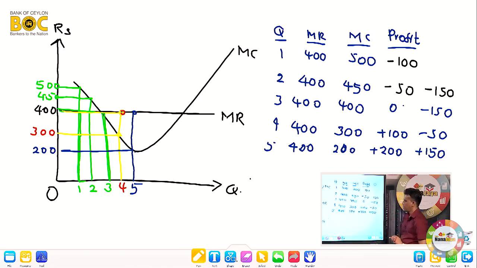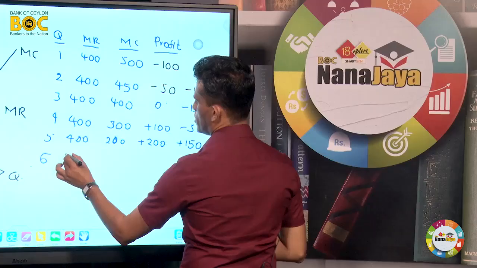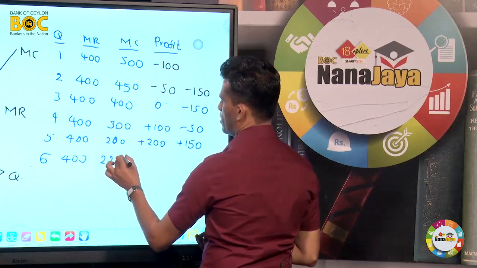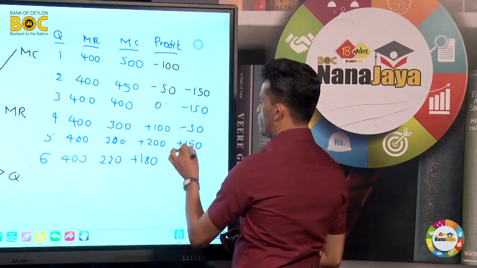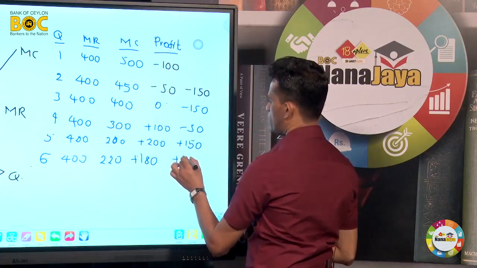And if they produce the 6th unit, again the marginal revenue is 400 and the marginal cost is something more than the previous one, so I will take some 220 rupees. So if they produce the 6th unit, the marginal revenue is 400, the marginal cost is 220. Therefore, there is a profit of rupees 180. When that profit is added to the previous accumulated profit, the profit goes up to 330.